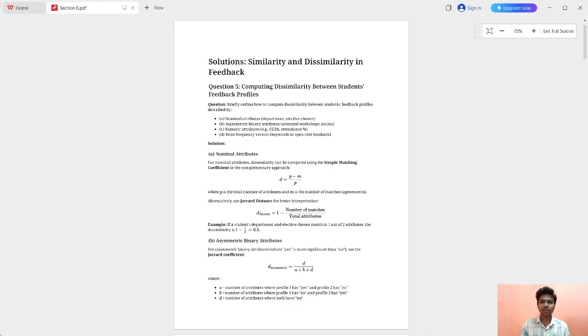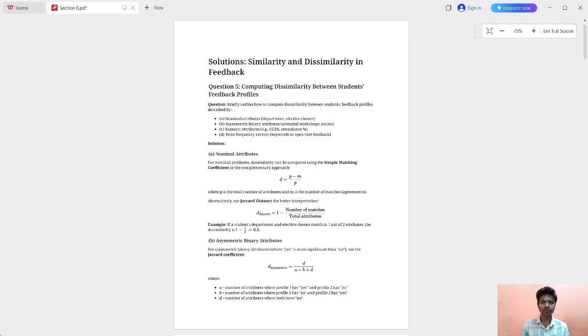From the first question is the fifth question. The solution of this is similarities and dissimilarities in feedback. The fifth question says computing dissimilarities between student feedback profiles. Question: briefly outline how to compute dissimilarities between students' feedback profiles described by A. Nominal attributes, B. Symmetric binary attributes, C. Numeric attributes, and D. Term frequency vectors.